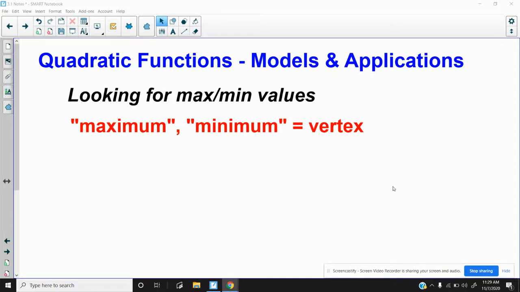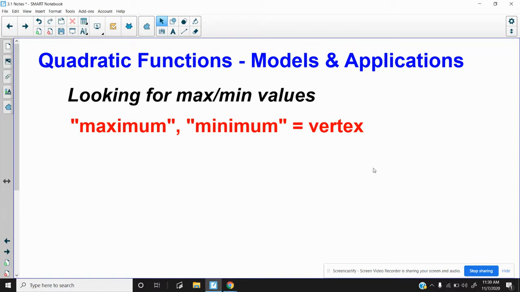We're going to talk about quadratic functions today, look at some word problems. These word problems will mainly be asking you for maximum and minimum values. Some will be familiar from previous chapters. Those that are asking you for maximum and minimum values are really just asking you to find the vertex.